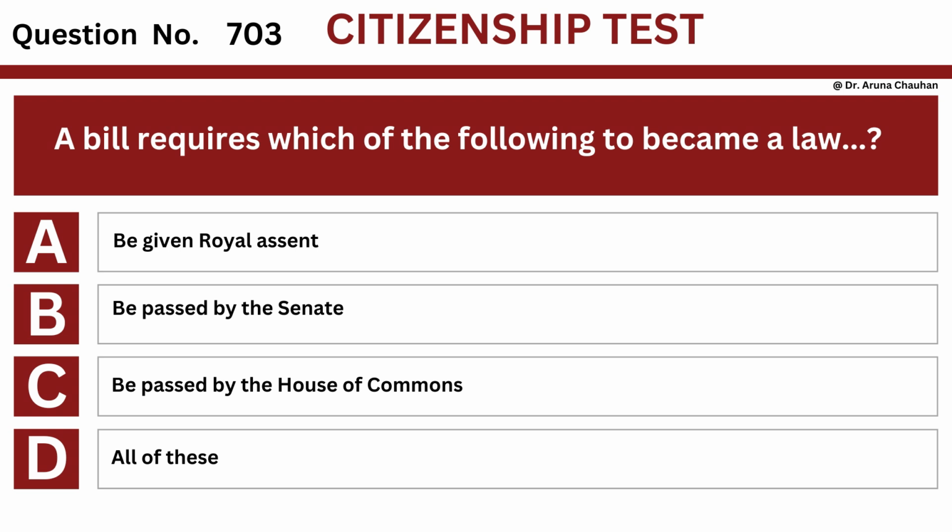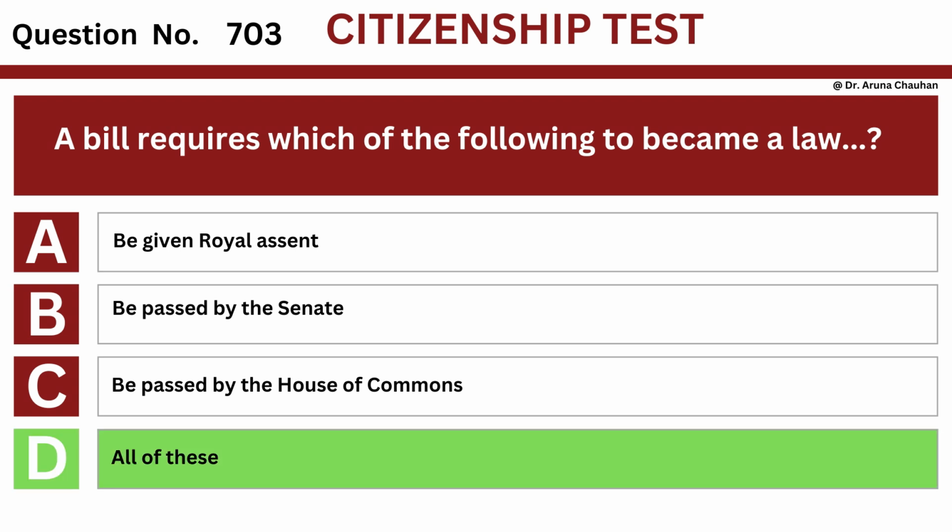Question number 703. A bill requires which of the following to become a law? Option A, be given royal assent. Option B, be passed by the Senate. Option C, be passed by the House of Commons. Option D, all of these. The answer is option D, all of these.